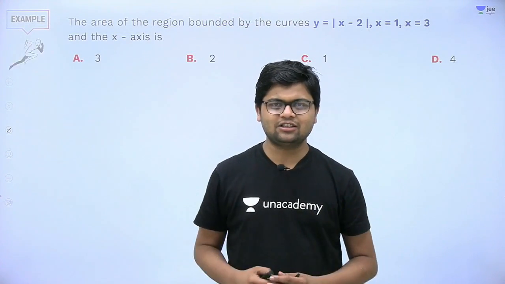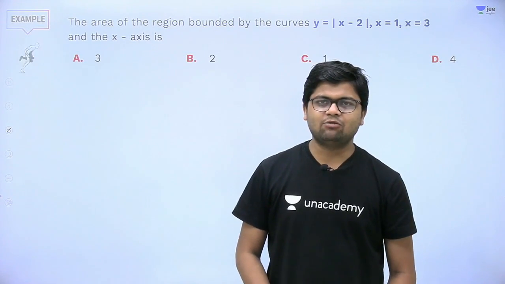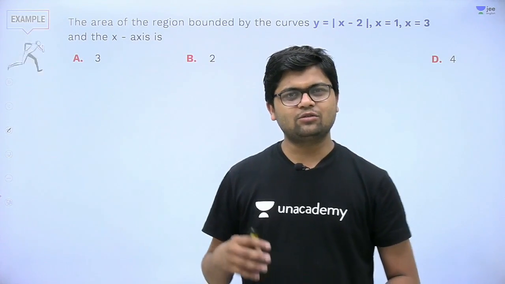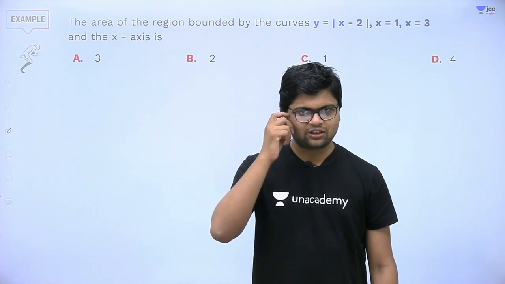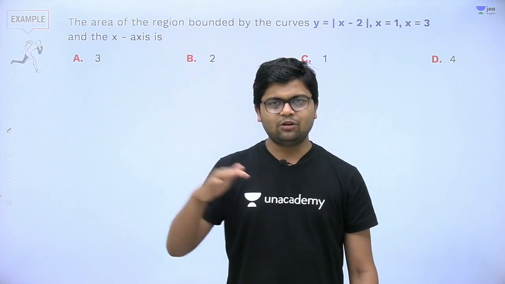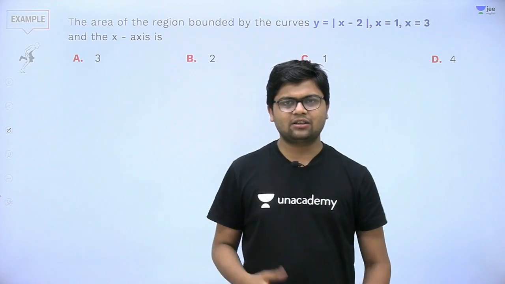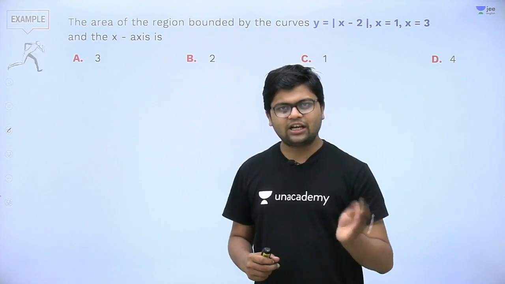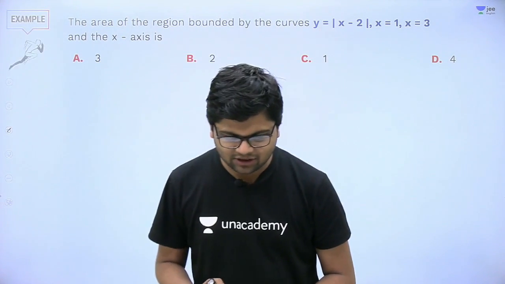So let's start with it. This is the first question. Area of the region bounded by the curve y equal to modulus of x minus 2, x equal to 1 and x equal to 3, and the x-axis. Very fundamental question, very easy question. Students, in this session we will do a bit of questions that will be time consuming and calculative, but in the chapter of area under the curve these types of questions come. On that type of questions I would suggest that we will use a timer. So let's start with it.